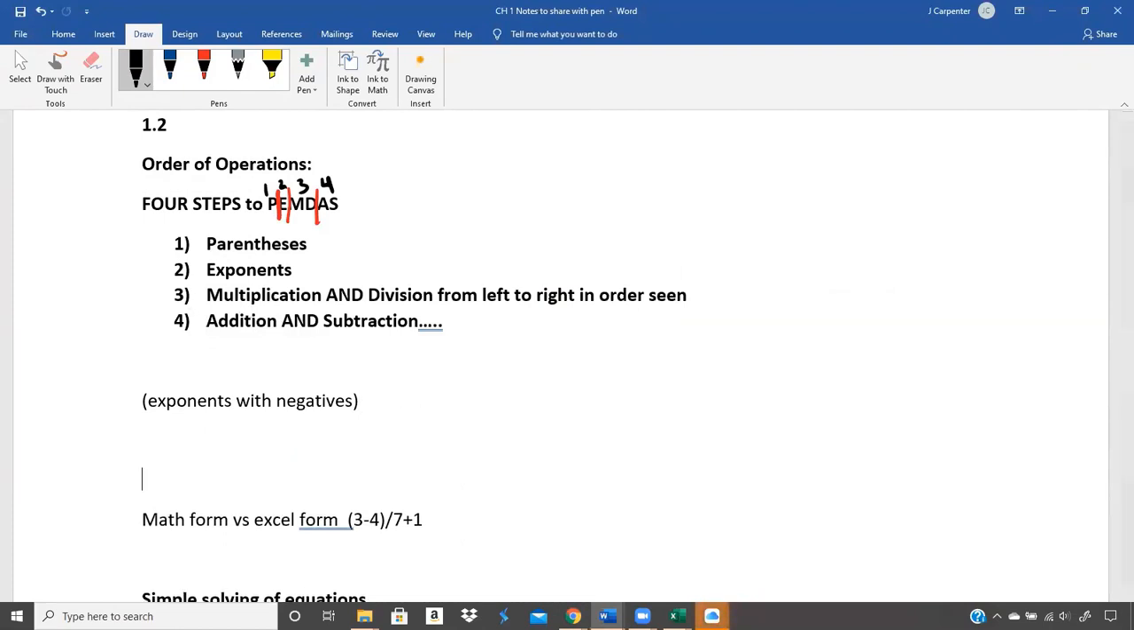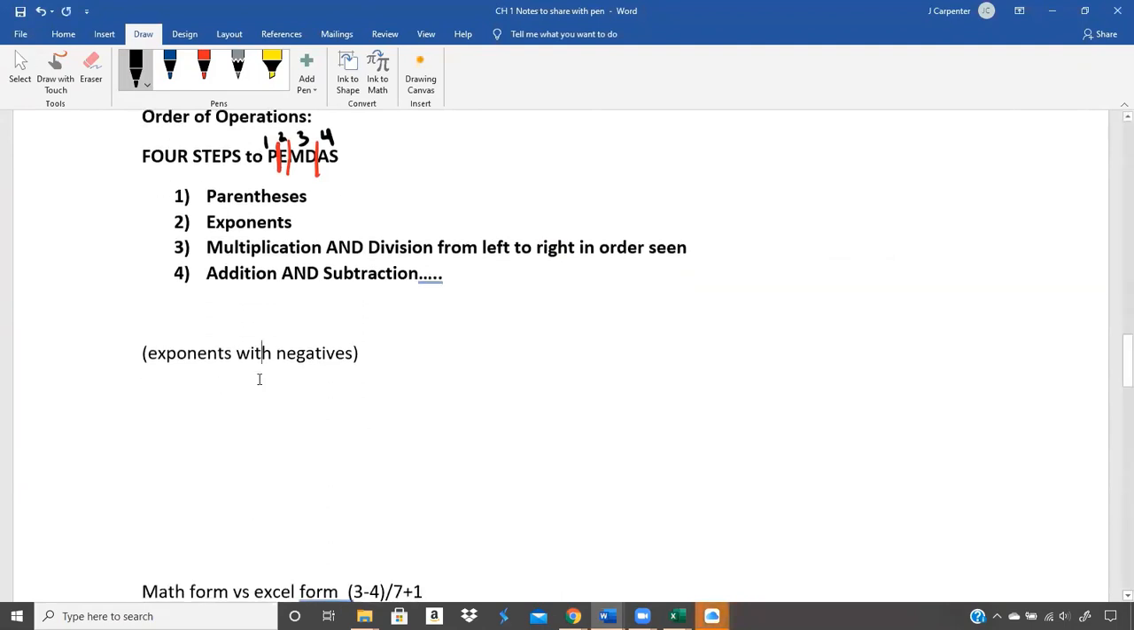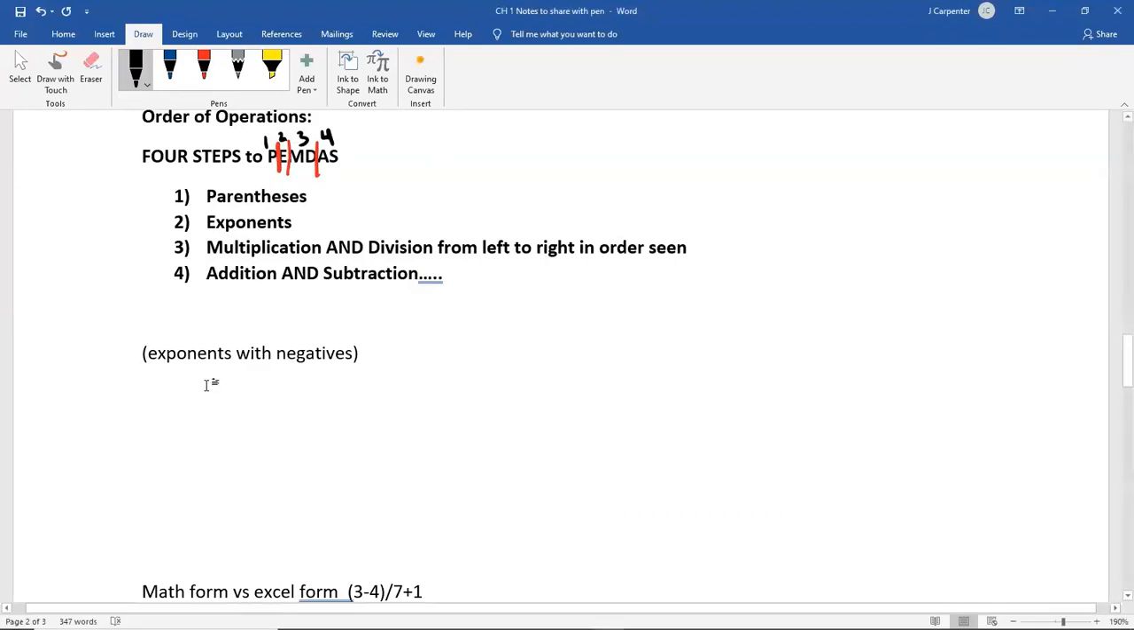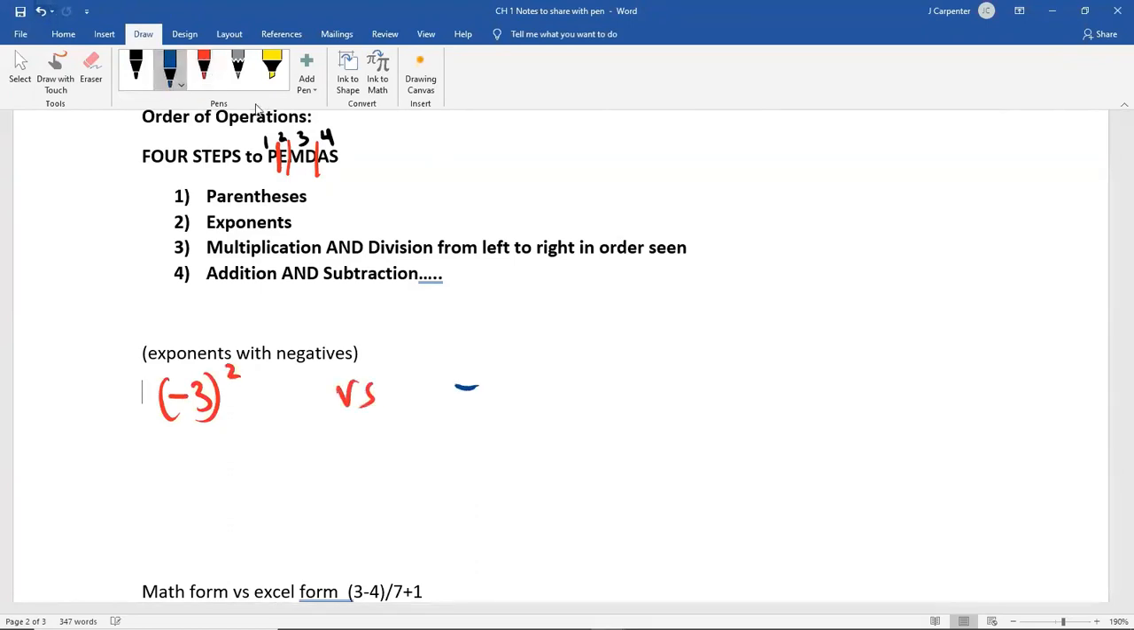Exponents with negatives. So this is a very important idea throughout the semester that can come up a little bit here, a little bit there, whatever. So what's an exponent with a negative? What are you talking about? Well, we're talking about -3 as the base in parentheses squared, versus -3 squared without a parentheses.